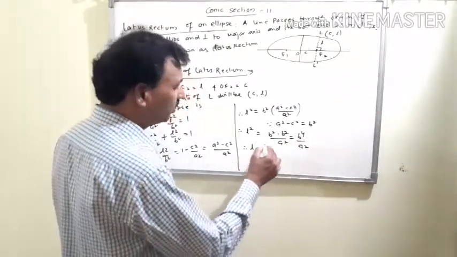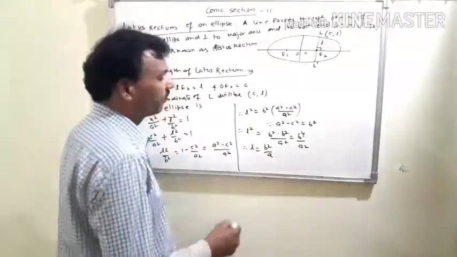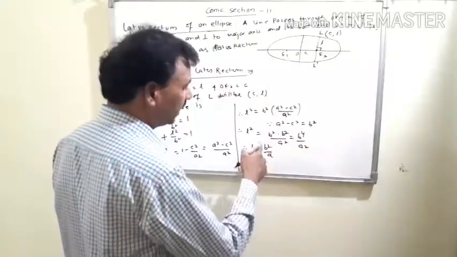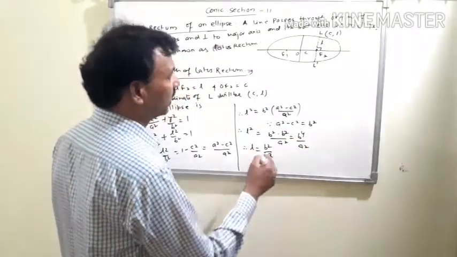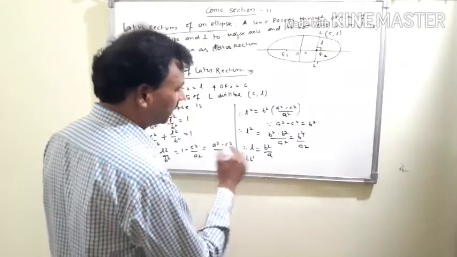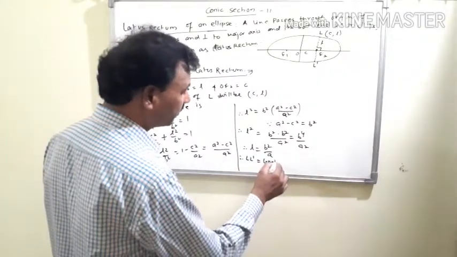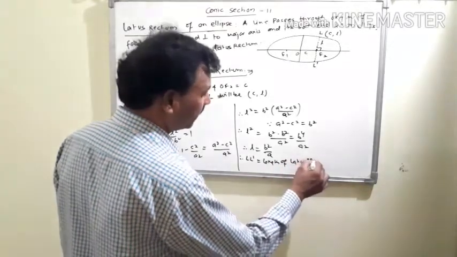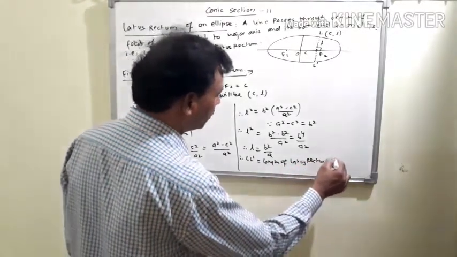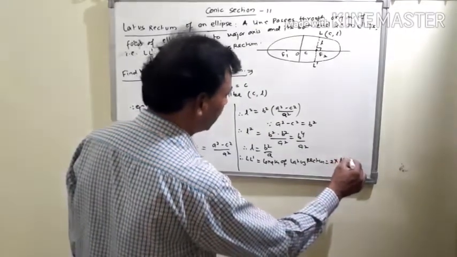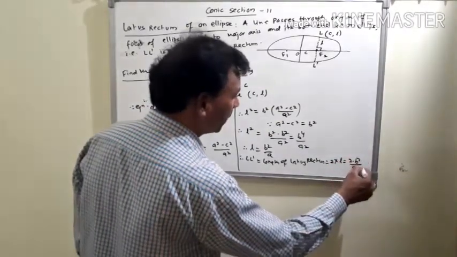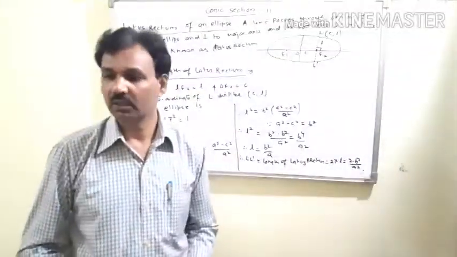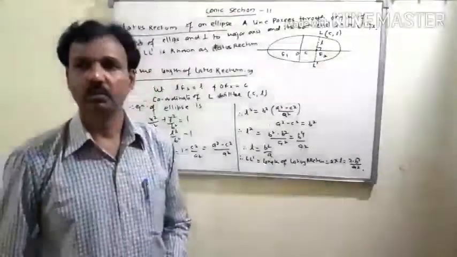Therefore, l equals b square upon a. That means the length of LF2 will be l equals b square upon a. Therefore, L dash, that means the length of the latus rectum, equals 2 into l, equals 2 into b square upon a. Now in the next video, we will discuss another topic related to the ellipse.